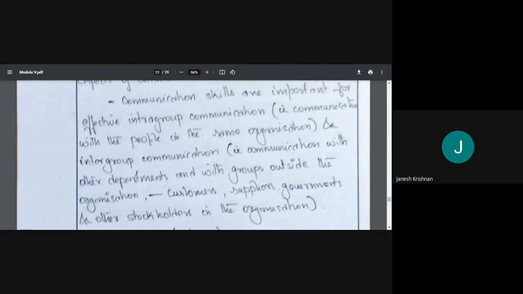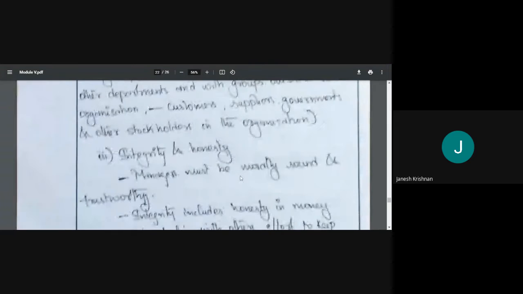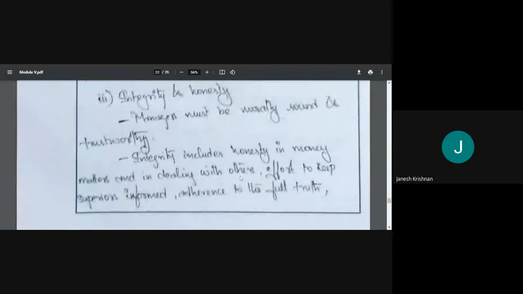One of the manager's roles is as a spokesperson, right? So he has to do that. Then a manager should have integrity and honesty. Okay? His word should be final, whatever he says, because we should be able to trust him. He should be trustworthy and morally sound. And because he is the one who is dealing with money and all, he should be honest.